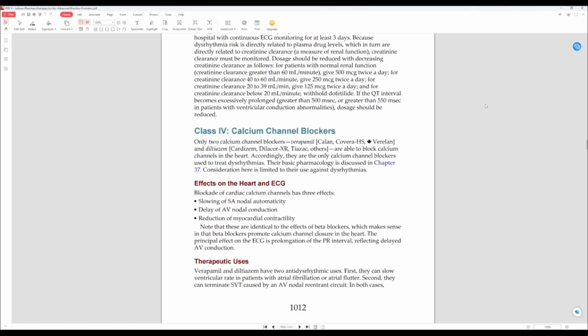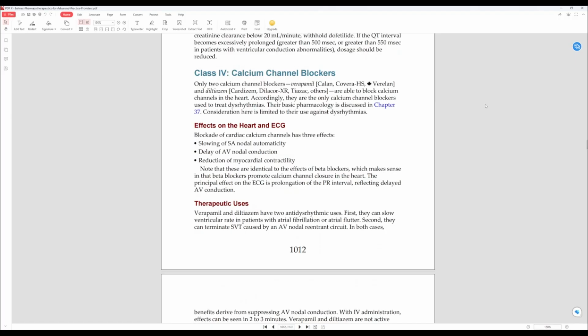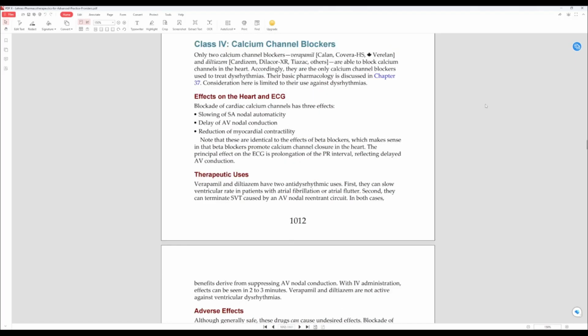Which brings us finally to our class 4 calcium channel blockers. There are only 2 calcium channel blockers, verapamil and diltiazem, which are able to block calcium channels in the heart.